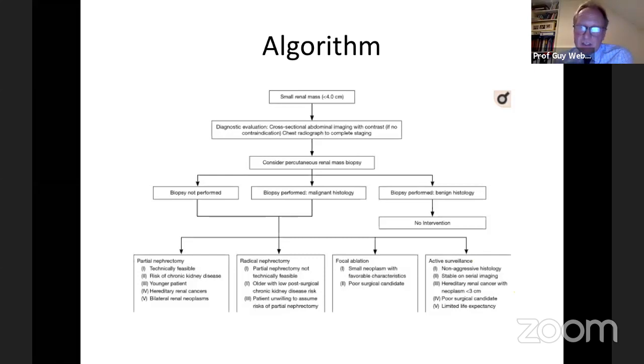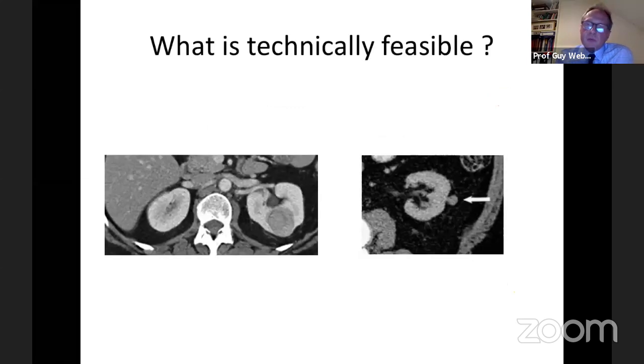options of active surveillance in poor surgical candidates, elderly patients, non-aggressive histology, focal ablation, poor surgical candidates, elderly people, radical nephrectomy, patients unwilling to have a partial nephrectomy. Some of them just don't want to take what they perceive as a risk, either of surgery or of positive margins, or partial nephrectomies if it's technically feasible, particularly younger patients, long life expectancy, to minimize follow-up and to maximize renal function going forwards. But, you know, what is technically feasible? Because this is a huge spectrum.